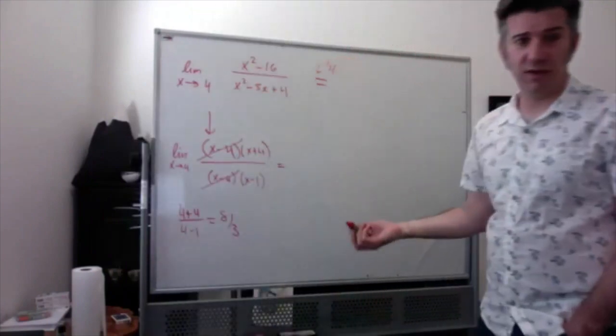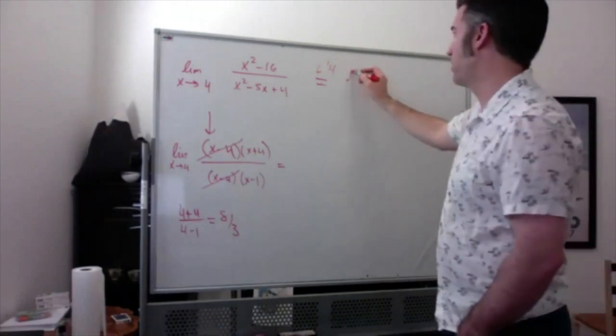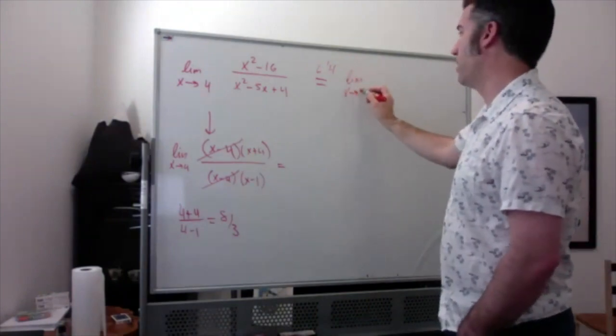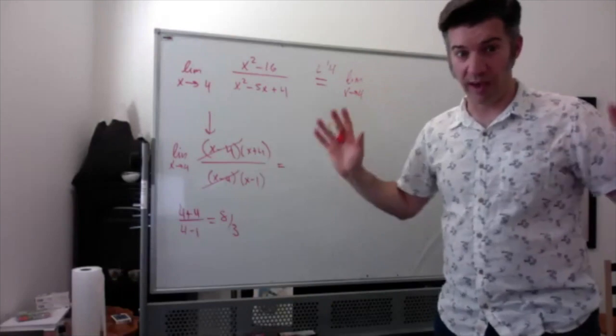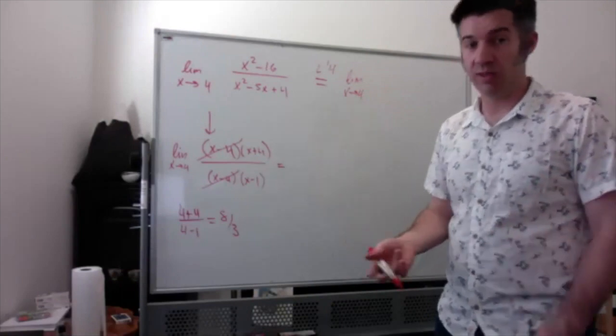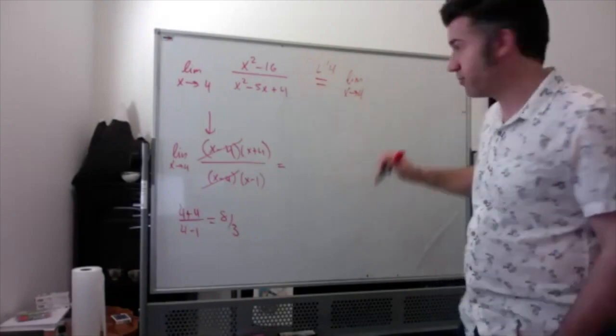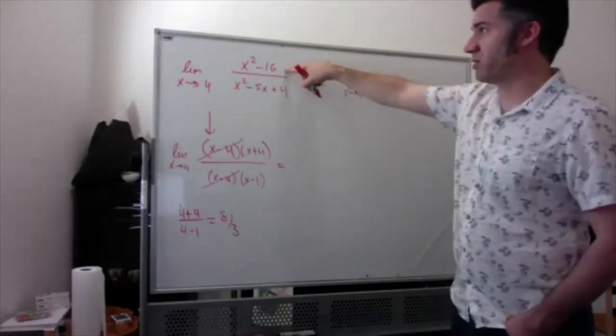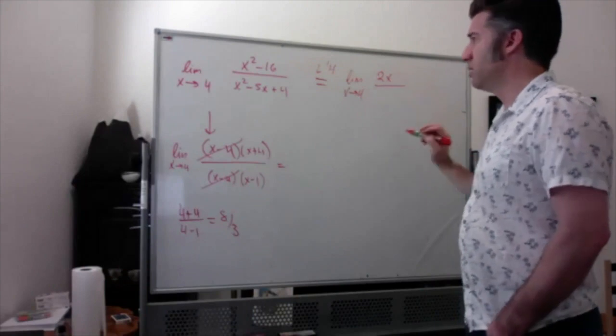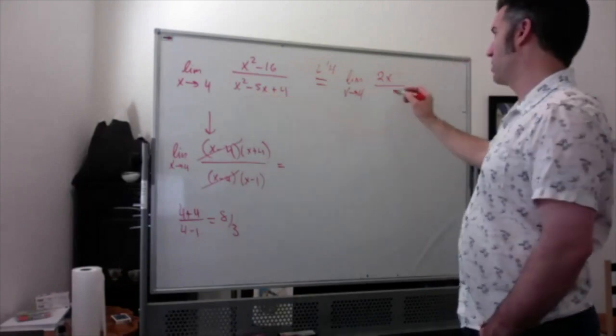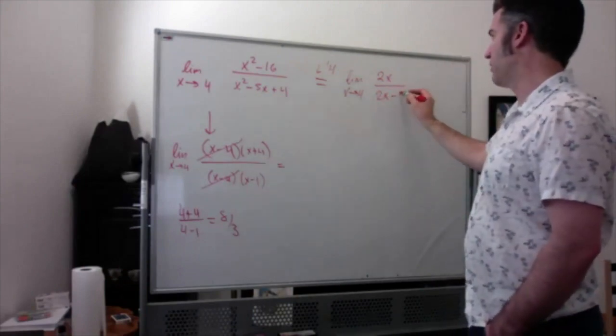Say, well, I'm going to take the derivative, right? It's 0 over 0. Let's do the derivative of the top and the bottom. I should really be careful, right? We're not taking the derivative of the whole thing, right? That would require the quotient rule. We're taking the derivative of the top part and the derivative of the bottom part totally separately. So the derivative of x squared minus 16 is 2x. The derivative of x squared minus 5x plus 4 is 2x minus 5.